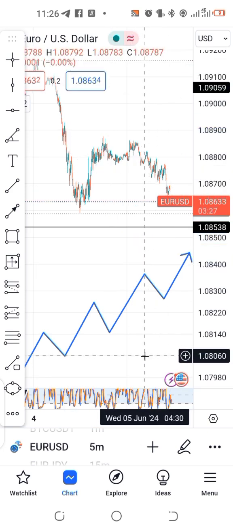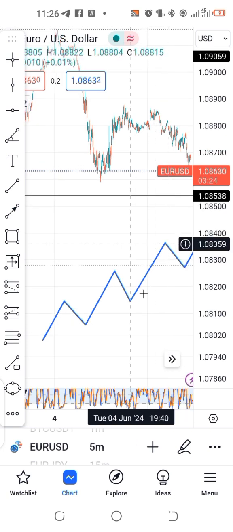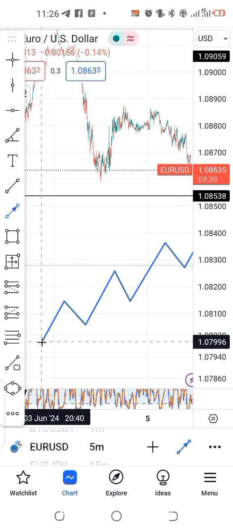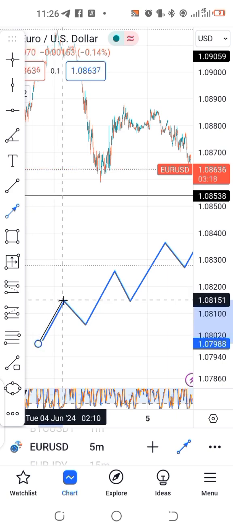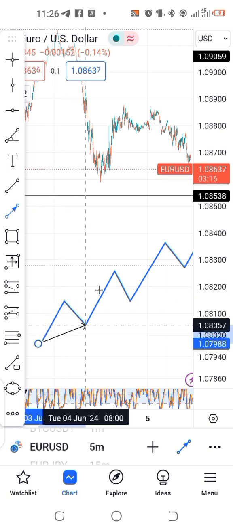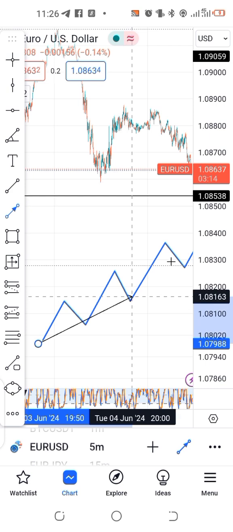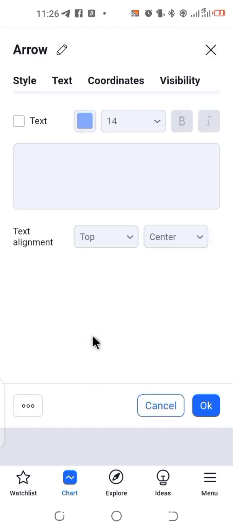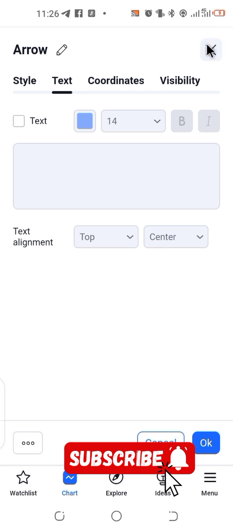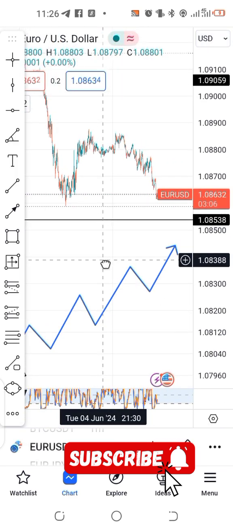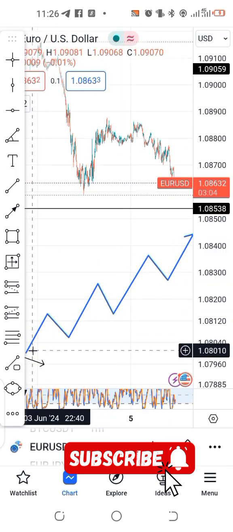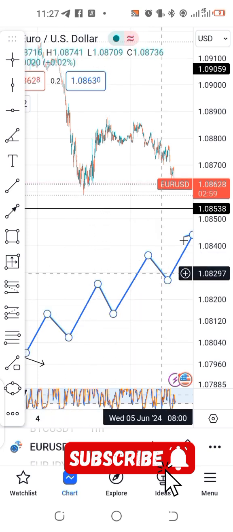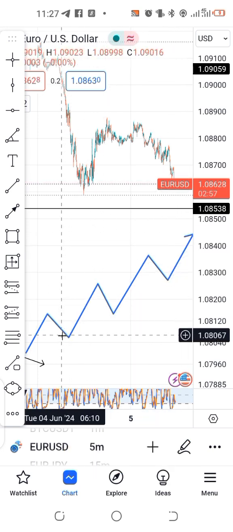So we look at this. You could see that in the uptrend market, price will be making higher highs and higher lows, higher highs and higher lows, in that order. That is how an uptrend market looks like.